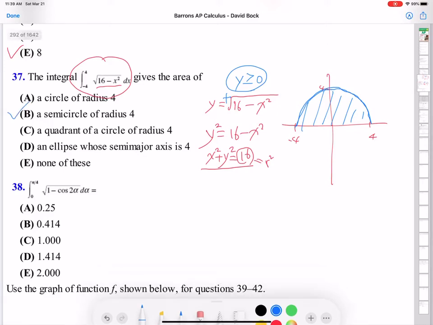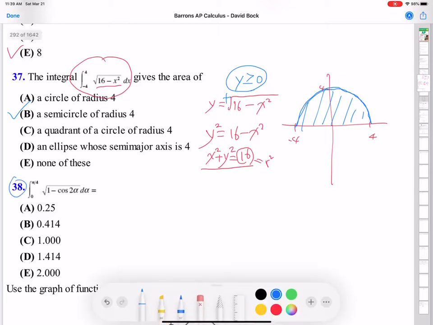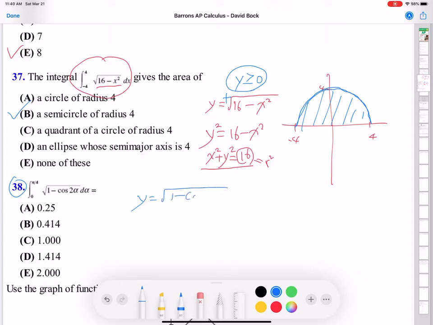Number 38 is a calculator problem. So just input y equals square root of 1 minus cosine 2x graph. Hit the y equals button. I'll do it now. I have my calculator now. The y equals button and then input this function. Wait a second. Okay, now just hit the graph button. Graph.